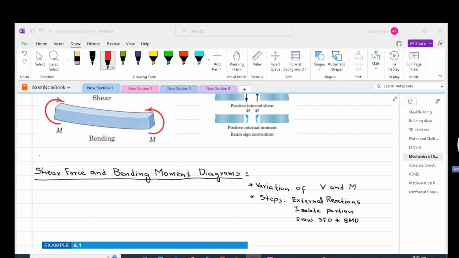In particular, the maximum magnitude of bending moment is usually the primary consideration in the design or selection of a beam, and its value and position should be determined. The variations in shear and moment are best shown graphically, and the expressions for V and M when plotted against the distance along the beam give us the shear force and bending moment diagram for the beam.